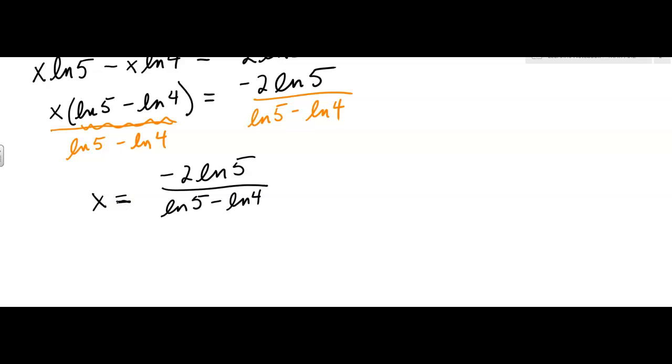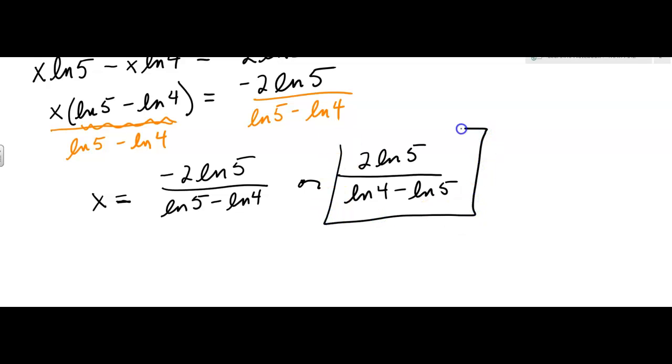I would probably clean it up a little bit. Think about that negative sign in the numerator, take it through the denominator, and write it as 2 natural log 5 over natural log 4 minus natural log 5. It's a little bit cleaner. On an exam, I don't really care which way you have it, but probably most textbooks are going to put it that way. It's just a little more simplified. So I would leave it that way, the way I have it with the box around it.